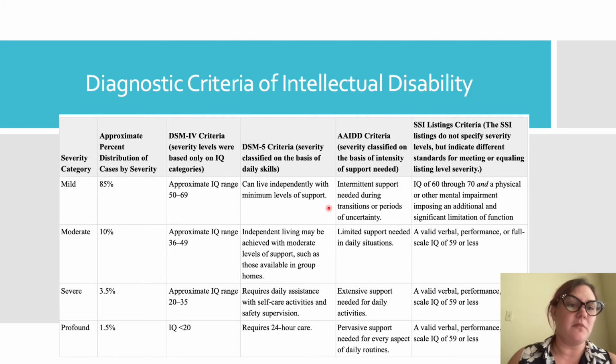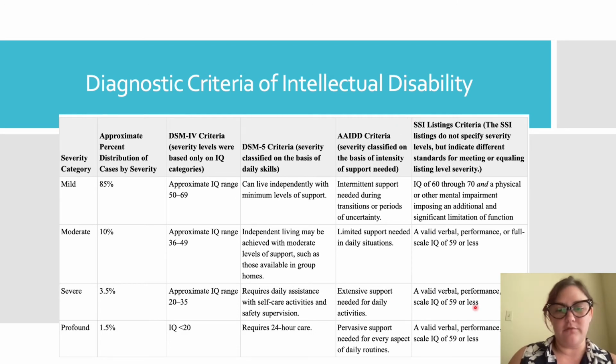So for mild, it's that somebody can live independently with minimum levels of support. For moderate, independent living may be achieved with moderate levels of support, such as those available in group homes. Severe requires daily assistance with self-care activities and safety supervision. And then profound requires 24-hour care.